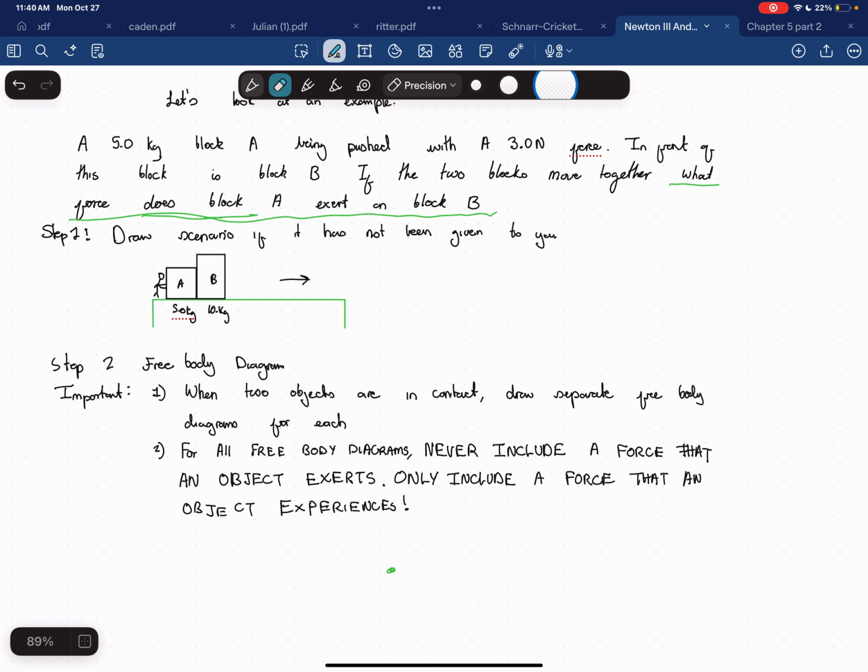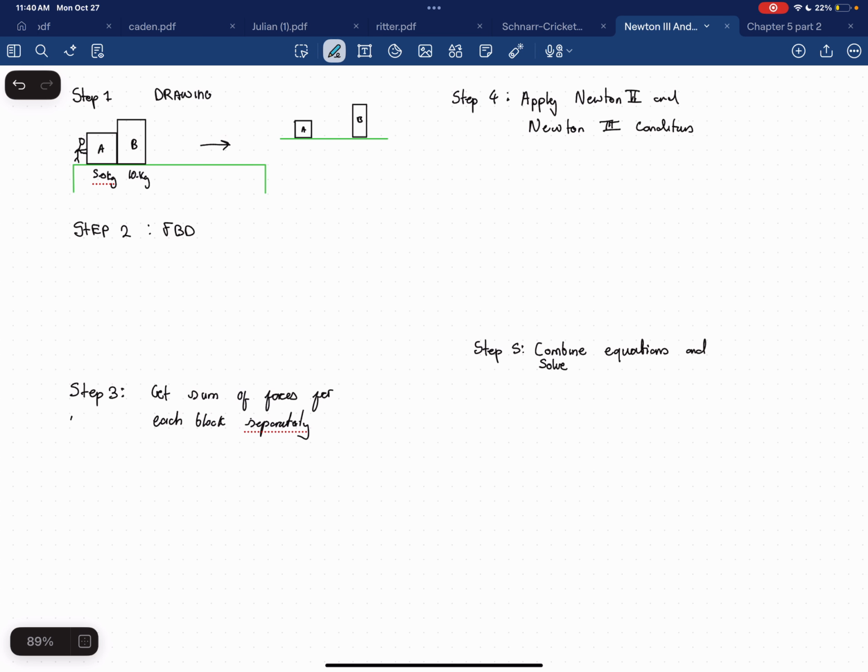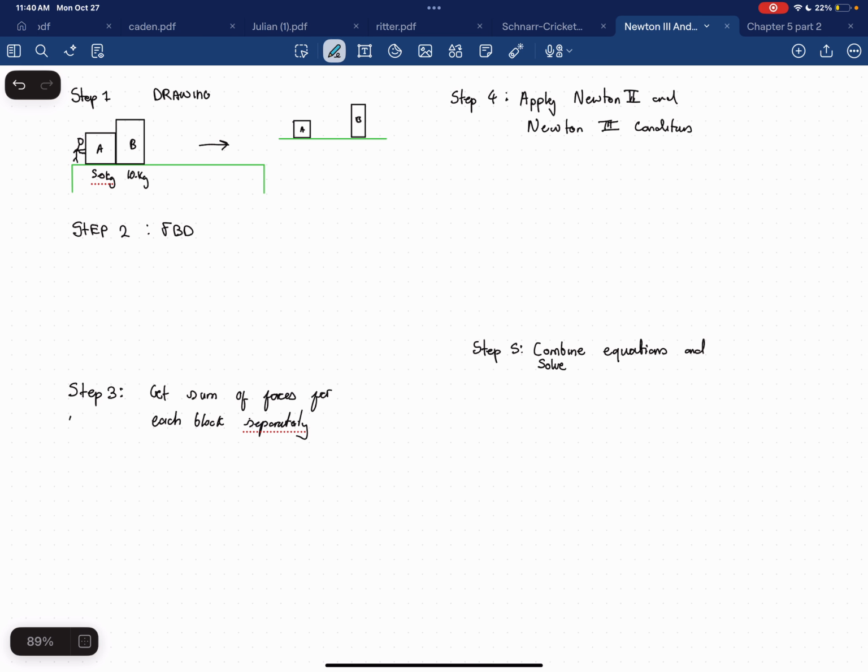Okay, let's solve it systematically. So step one, like I said, drawing. All right, I drew the problem. I can see what's going on. Now, free body diagram. Remember, they have to be separate.